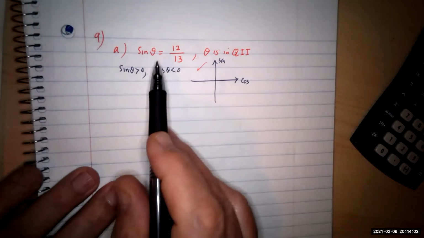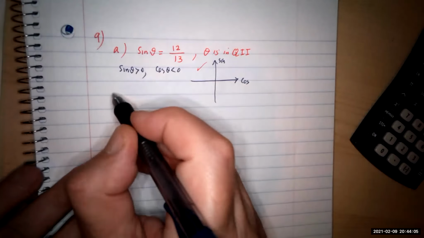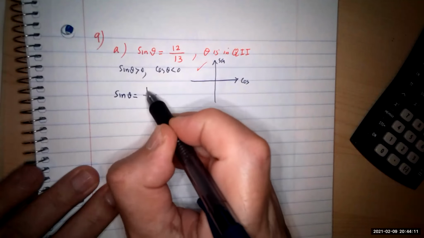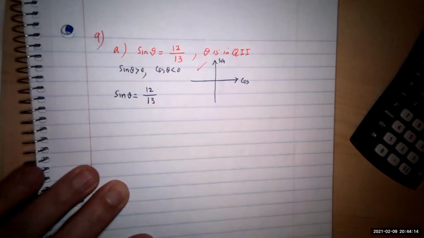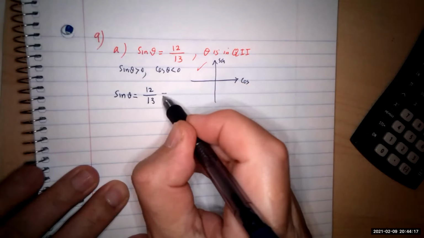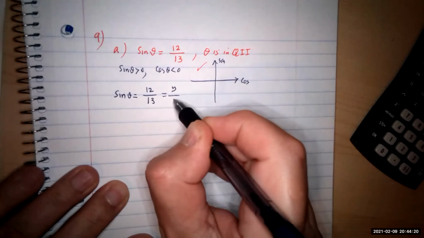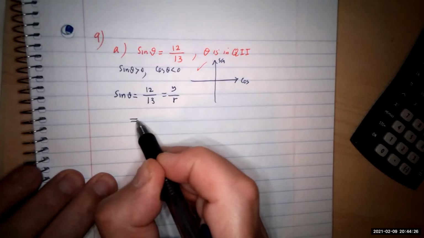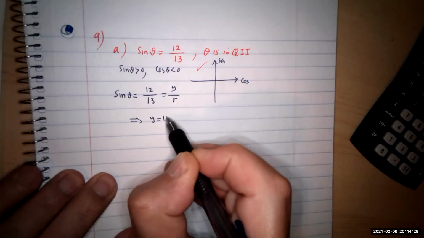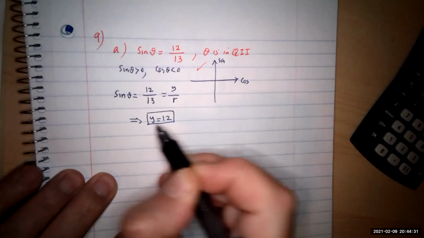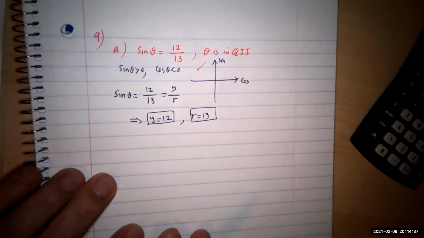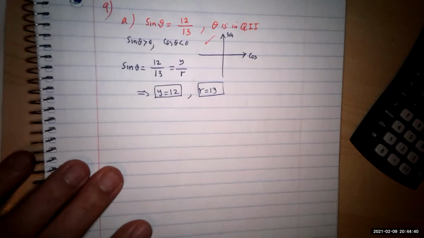And so we are going to get the formula for the sine. The sine of theta is equal to 12 over 13. We know that the sine is going to be y over r. Since the sine is positive, y is equal to 12 and r is equal to 13. We can find x. So we have to find x. How are we going to find it?